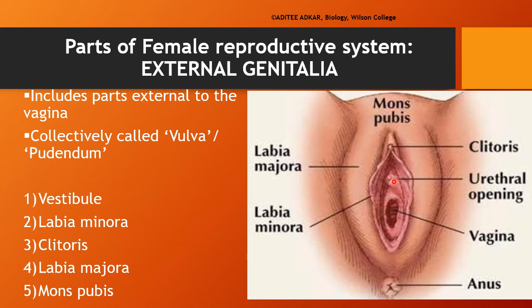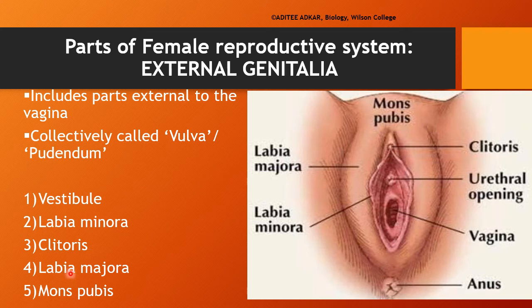The urethra is a part of the excretory system and is not related to the female reproductive system. Just because it is lying in the vestibule, that's why we see the location here. The next part is the labia minora. Labia minora are thin folds which will join at the anterior region and form a hood-like structure called the clitoris. The clitoris is a highly sensitive conical structure.